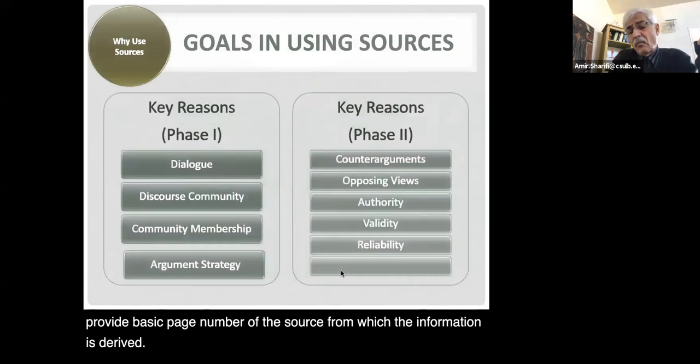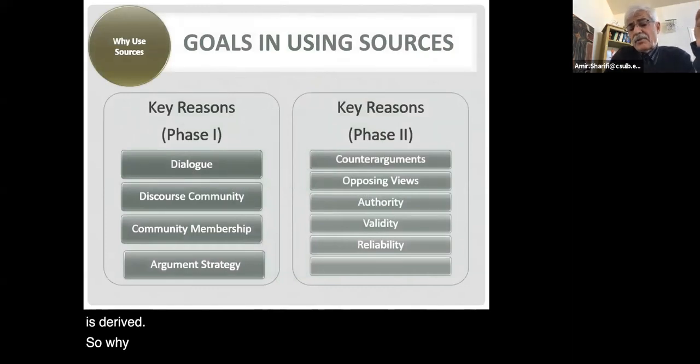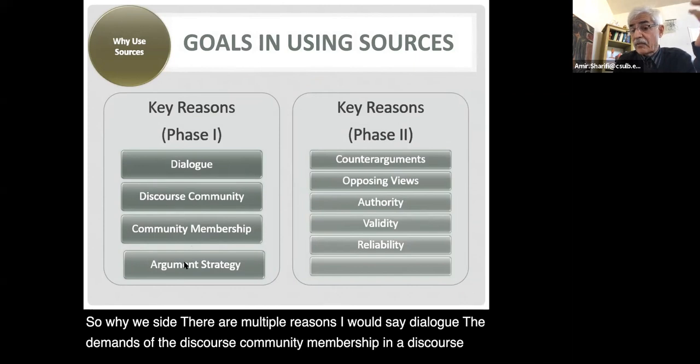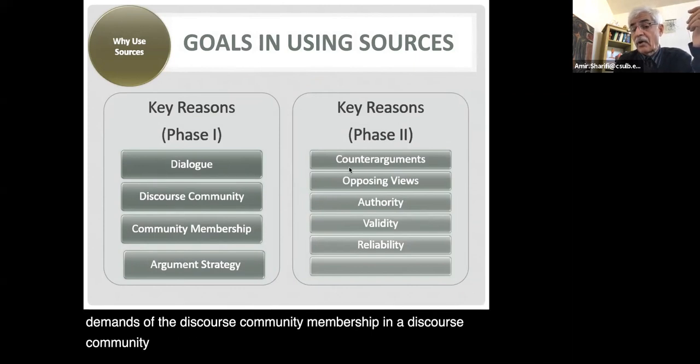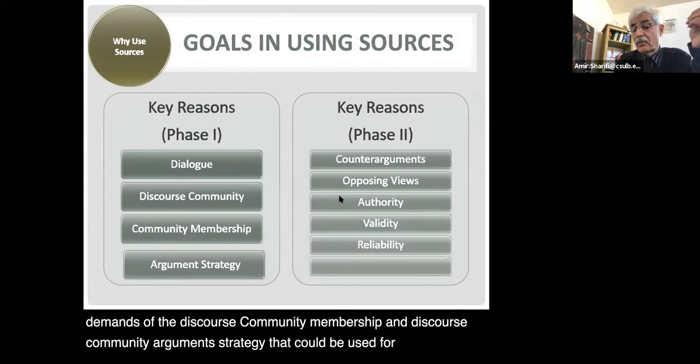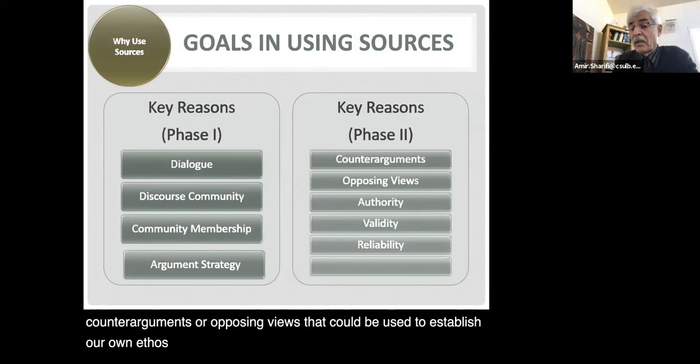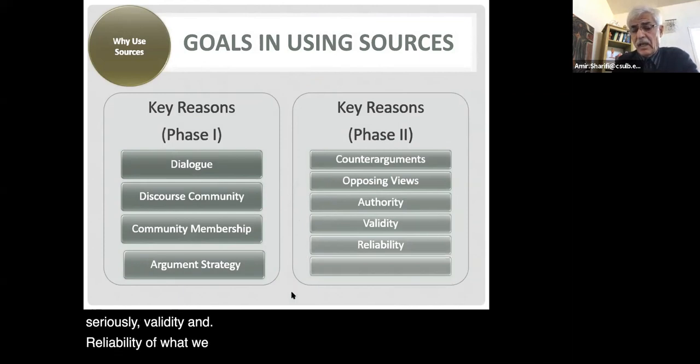So why do we cite? There are multiple reasons. I would say dialogue, the demands of the discourse community, membership in a discourse community, argument strategy that could be used for counter arguments or opposing views, that could be used to establish our own ethos or authority, so that people take what we say more seriously, and the validity and reliability of what we are presenting.